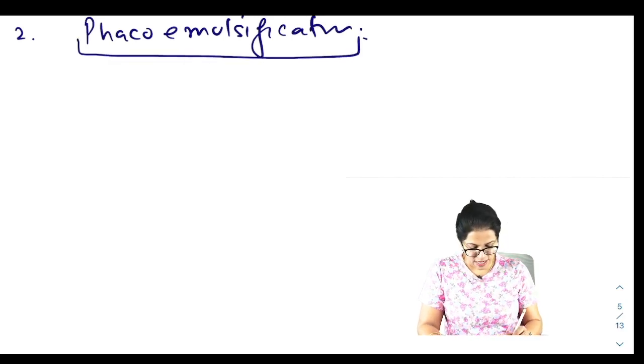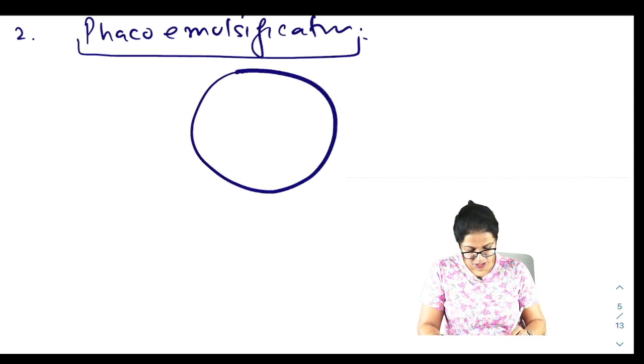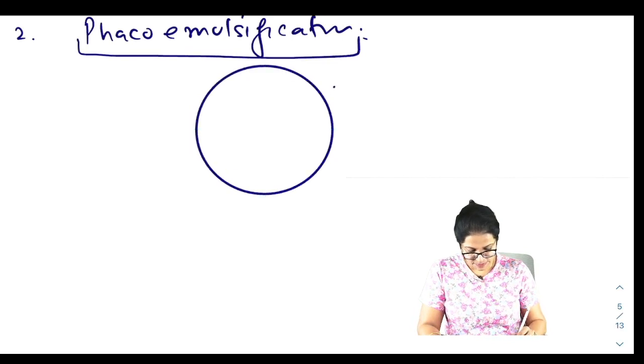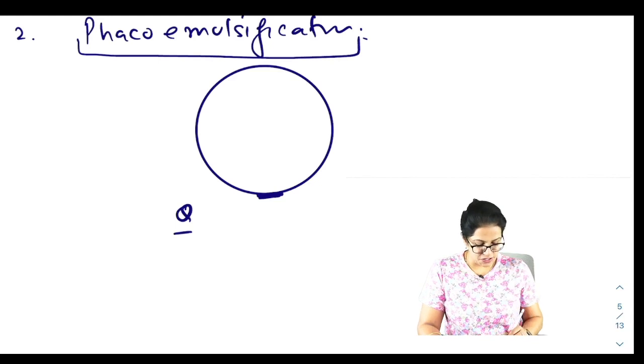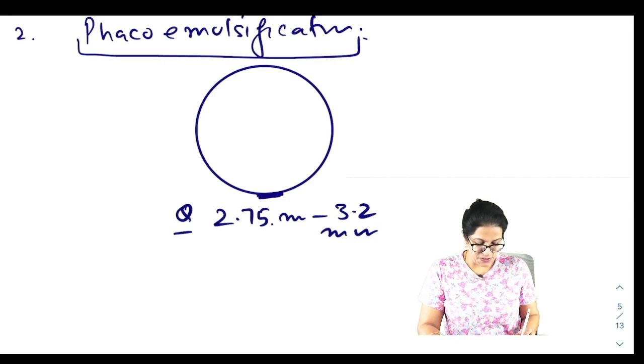So, very quick, phacoemulsification. What are the questions asked? If you remember your phacoemulsification, we make a very small incision, and the incision length is asked first. So if this is your dilated pupil, right? We give a clear corneal incision. First question is what is the size of the incision? It is 2.75 mm to 3.2 mm. This is your first question.